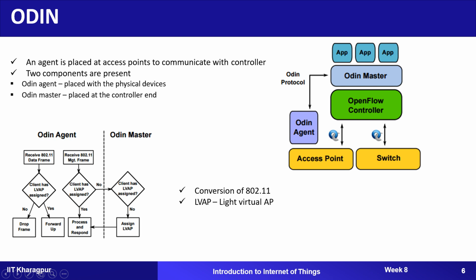So the physical devices will communicate with the controller with the help of these ODIN agent and ODIN master. So physical device firstly communicates with ODIN agent, and then the ODIN agent will communicate with the ODIN master, and further ODIN master will communicate with your controller, and in this way the communication will take place.